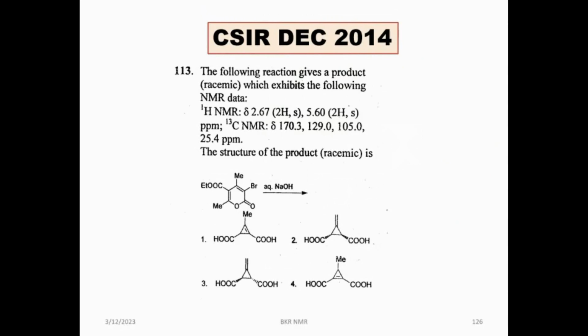Two options we can rule out straight away. Options 1 and 4. Very good. I will rule out 1 and 4 because the methyl's 3 hydrogens are not given. So 1 and 4 are straight away gone. Now which is the answer? Option 3, ma'am. Very good. How? Because it is given that it is a racemic mixture, ma'am.